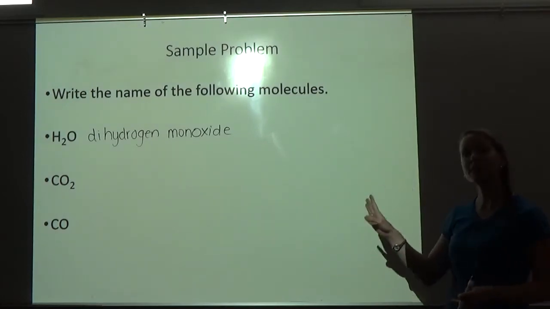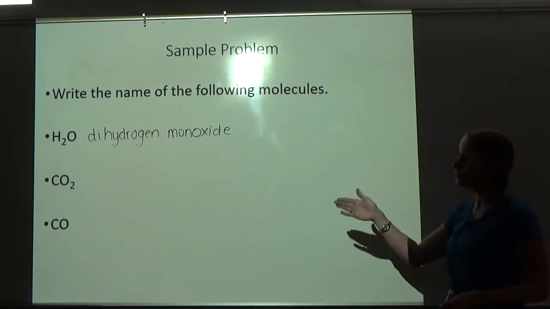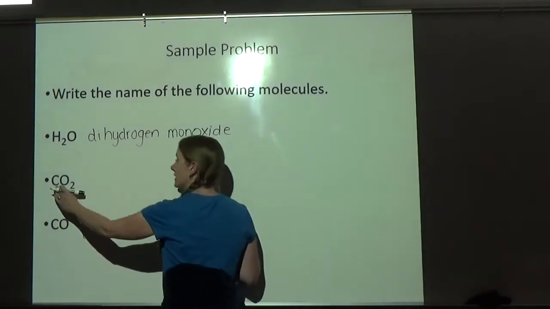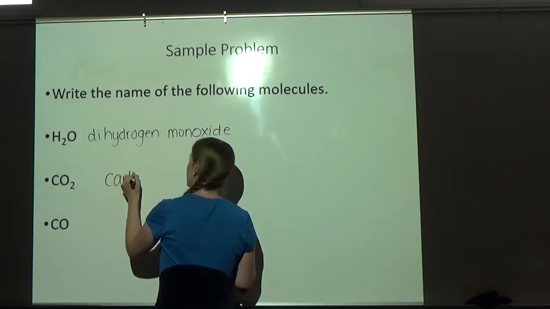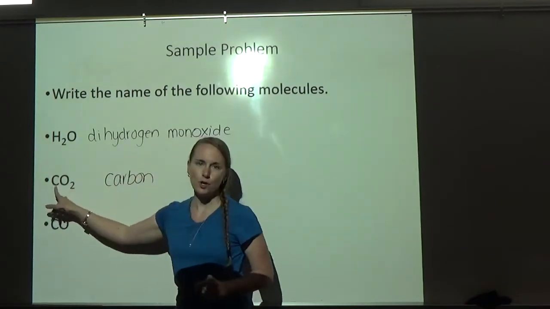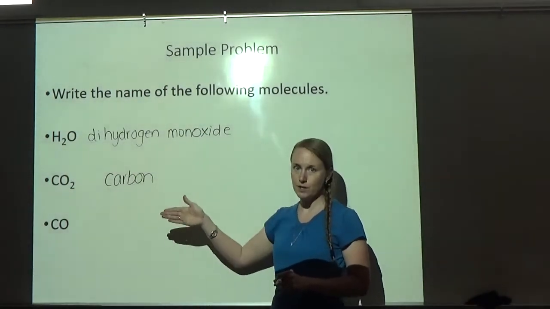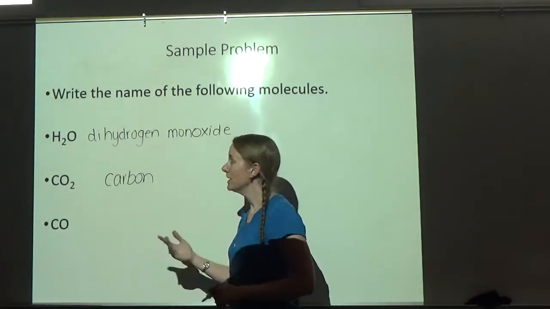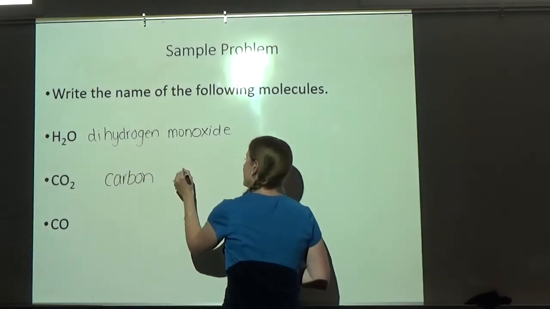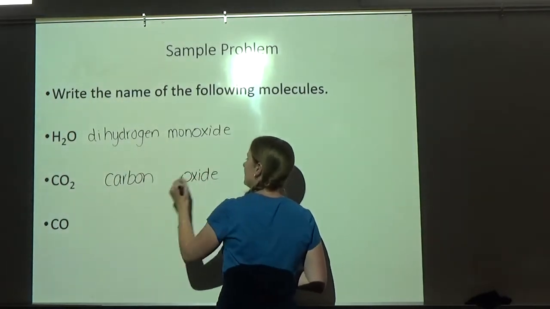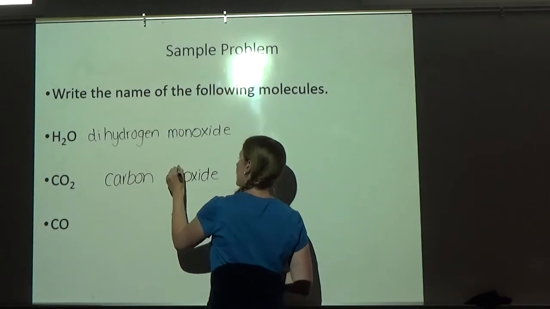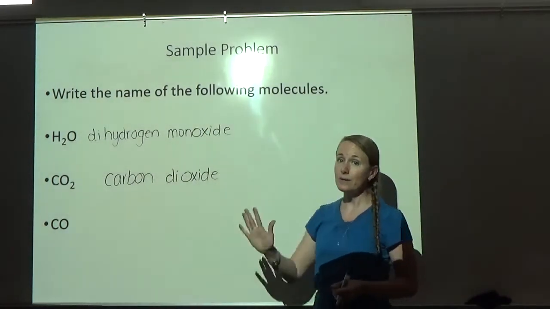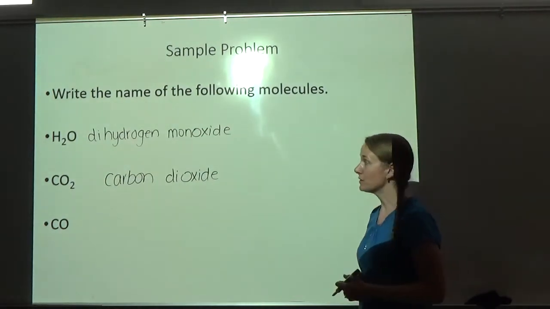So the second element always needs a prefix. The first element only needs a prefix if you see a subscript. So like on this one, C is carbon, but I'm not going to call it monocarbon. You'll never start a name with mono. Remember, the first element only has a prefix if it has a subscript. And so then oxygen is oxide, and this time there are 2 of them, so I'm going to call it carbon dioxide. And remember, the second one will always have a prefix, so it will use mono sometimes.